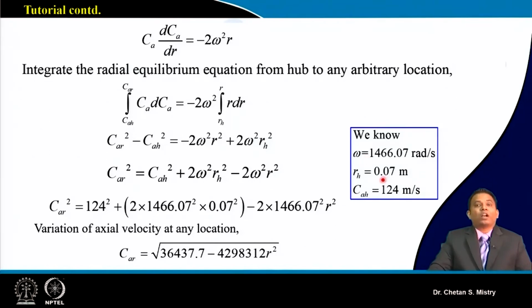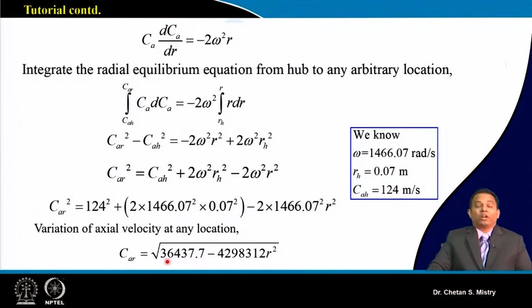We also know our hub radius at the exit, which is 0.07 meter. We know our axial velocity at the hub is 124 meter per second. So if I put these in this equation, my axial velocity at any radial location will be given by this formula.